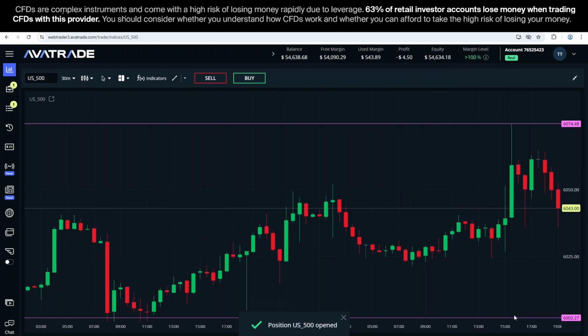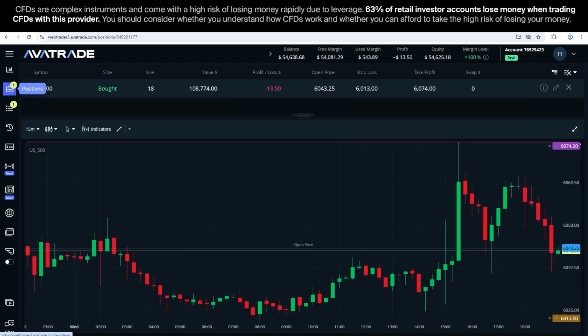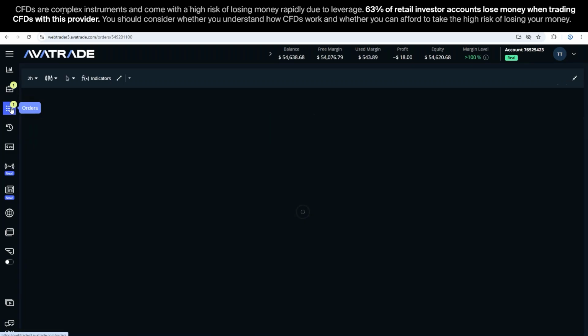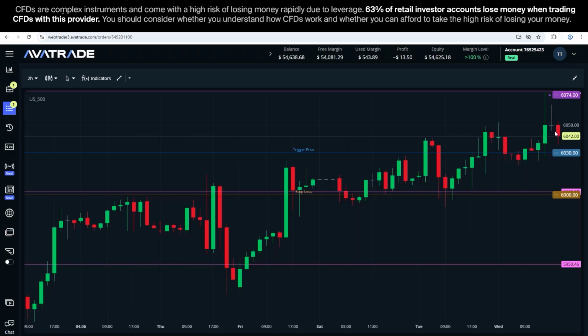Okay, now that was a market move. So now you'll see that that's an actual position that's been opened. And we start in the negative slightly because there's a small spread on each position. So when they first open, you're slightly in the negative. And we'll see if this climbs right up towards the take profit, great.